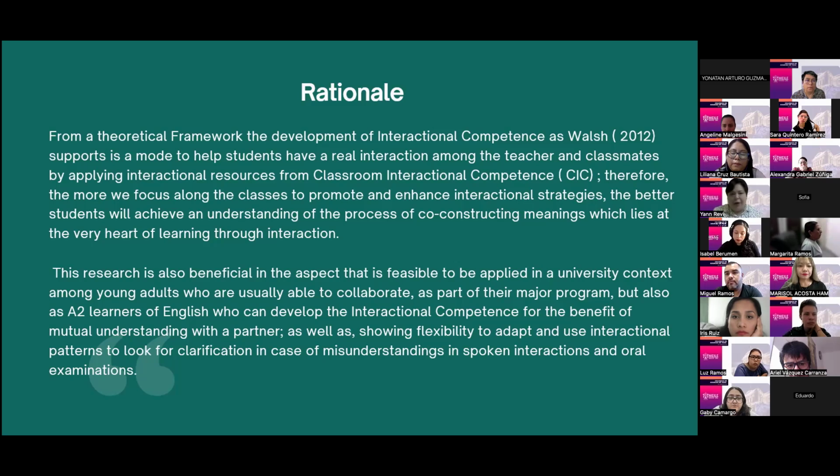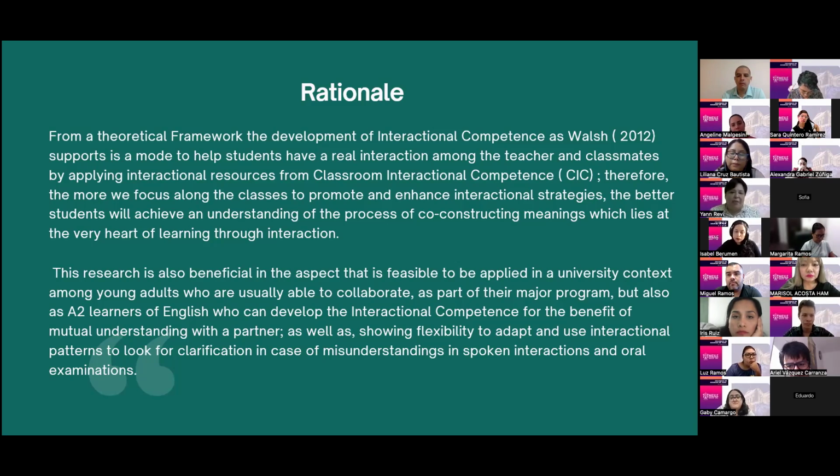Therefore, the more we focus as professors along the classes to promote and enhance the interactional strategies, the better the students will achieve and understand the process of co-constructing the meanings, which is the most important, right?